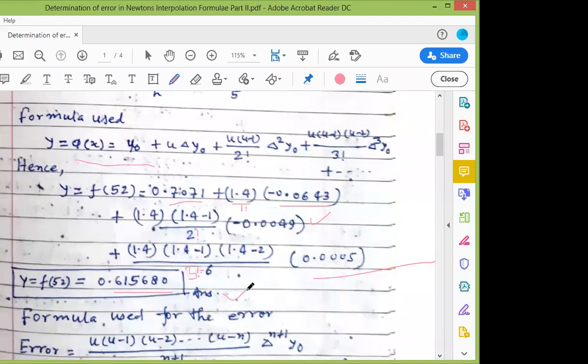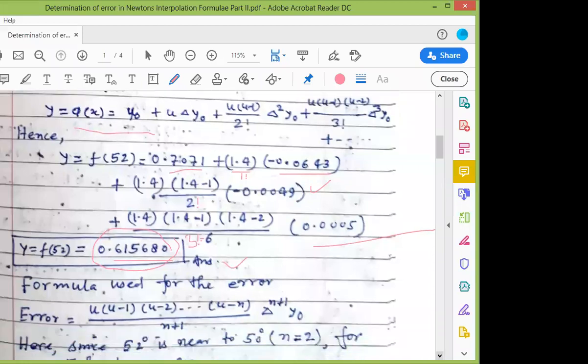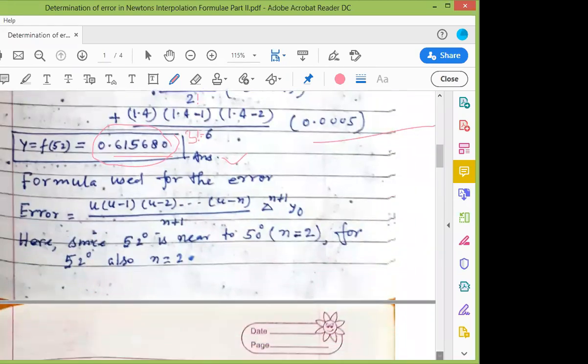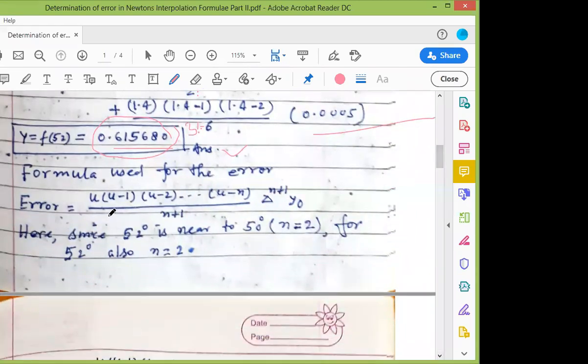Now second, how much error have we committed in this computation? This is the approximated or estimated value from the formula used. The error formula, as I told you, is u(u - 1)(u - 2) and so forth up to (u - n), divided by (n + 1) factorial, times the (n + 1)th difference of the function.